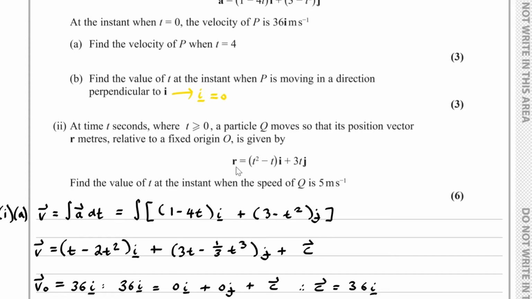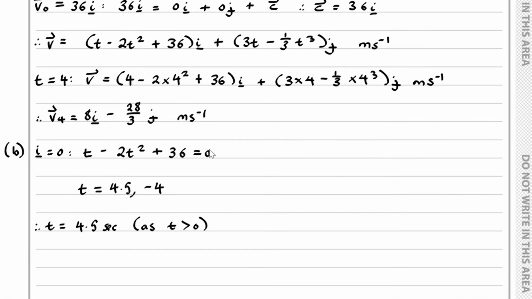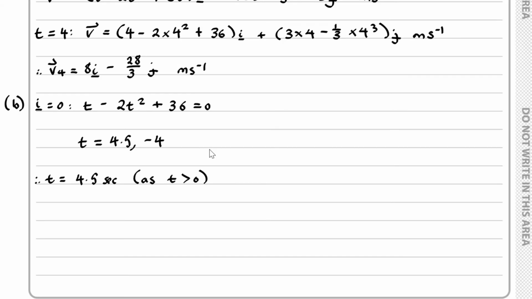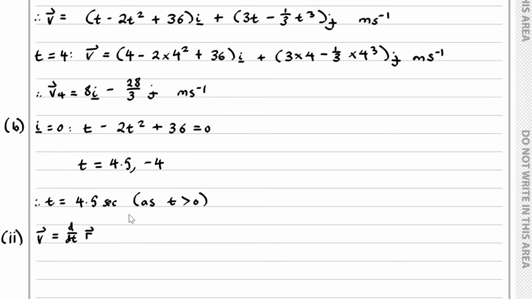Now, if we have a position vector r, we can differentiate this to find out what the velocity vector will be. So, if we do that, the velocity vector v is equal to the derivative of the position vector.